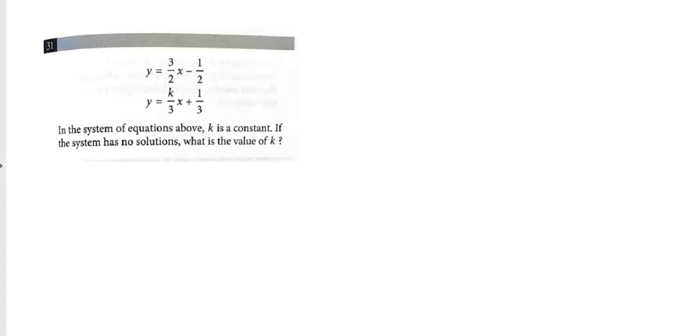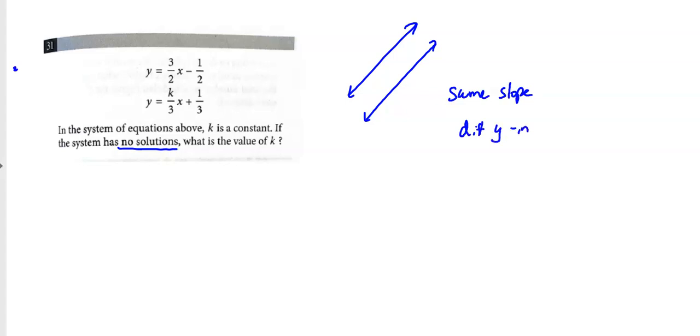All right, free response, number 31. Let's go. In the system of equations above, k is a constant. If the system has no solutions... All right, so remember, no solution. When you graph this, no solution is going to be two lines that are parallel. They never cross. So they're going to have the same slope, but different y-intercepts.